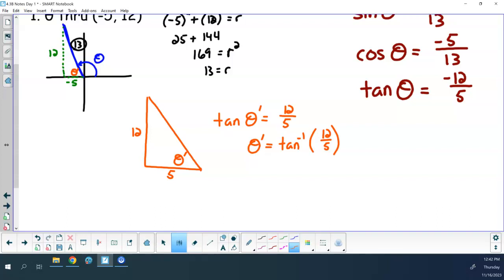Why is it not negative? Because in an actual triangle, all of the sides have to be positive. To be honest with you, that's the reason. We took this triangle off of the grid and made it an actual triangle, so now our sides have to be positive. Yep. Okay? Alright? So what do we got?